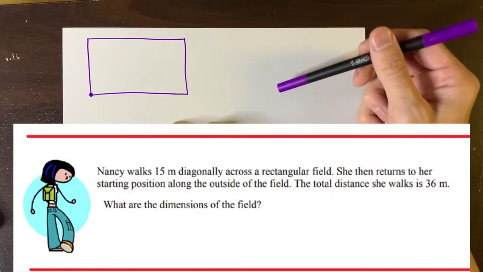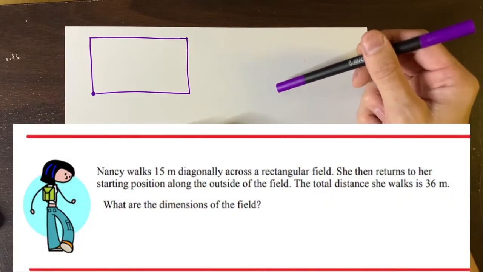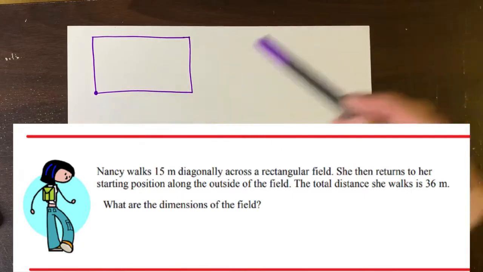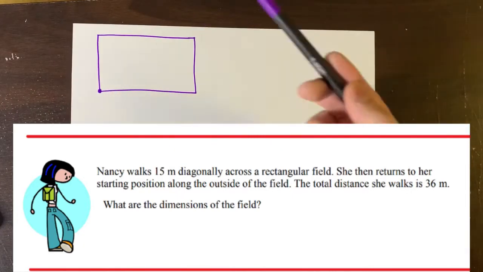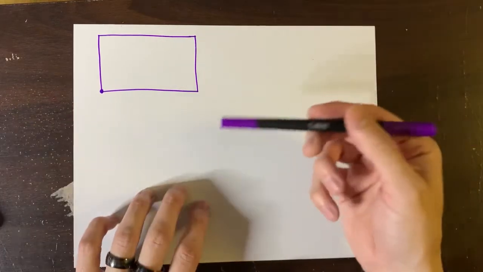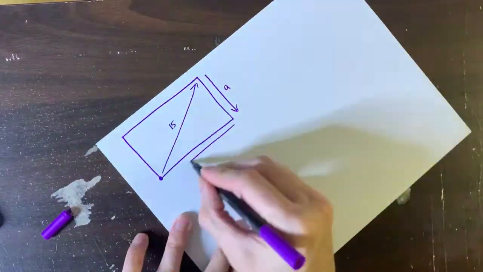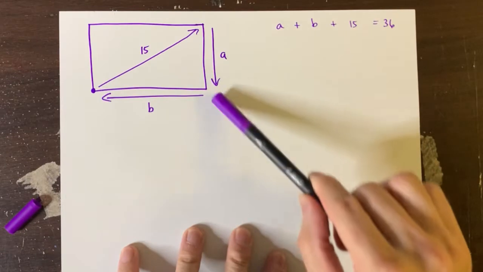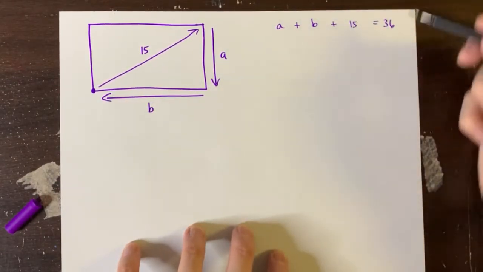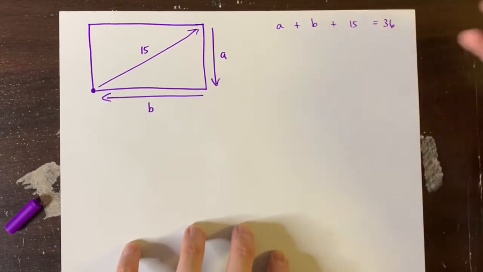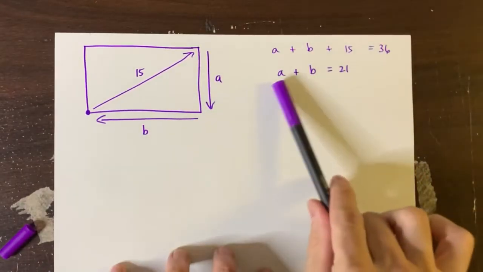Okay, so looking at this problem here, we can begin by modeling the situation. So we know that she's going to go 15 across this way, and then A and B, and that's her whole trip, which is 36. So that gives us the following equation. We know that 15 plus A plus B is going to give us the entire trip, which is 36. Now we can subtract 15 from 36. So we have this equation here.